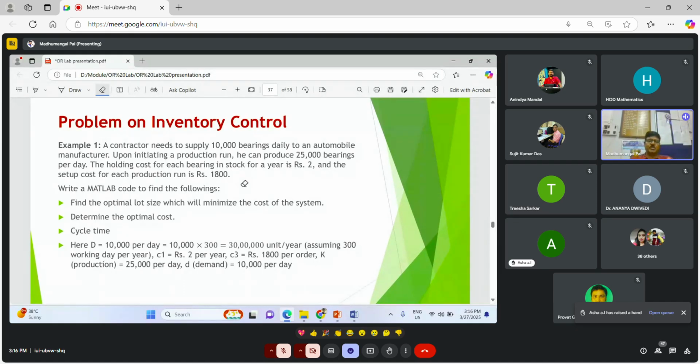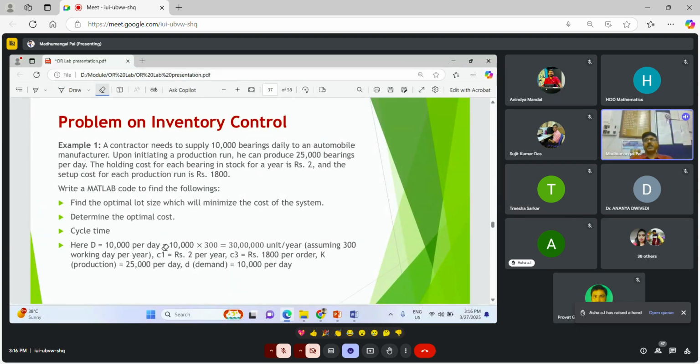Those who are familiar with inventory control know the meaning of this type of problem. Otherwise, it is very hard to identify the meaning of these parameters. Because I have been teaching operations research for the last 15 years, I have a little idea about these parameters and inventory control systems. So what is the problem? The problem is to find the optimal lot size, which will minimize the total production cost or total system cost, and determine the optimal cost, cycle time, and so on. So these three terms we have to determine.